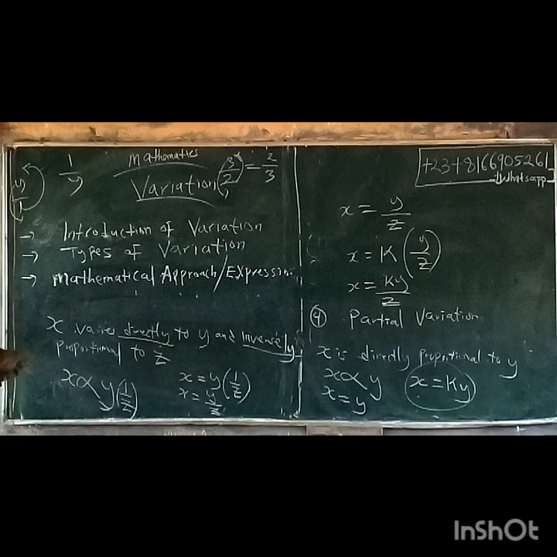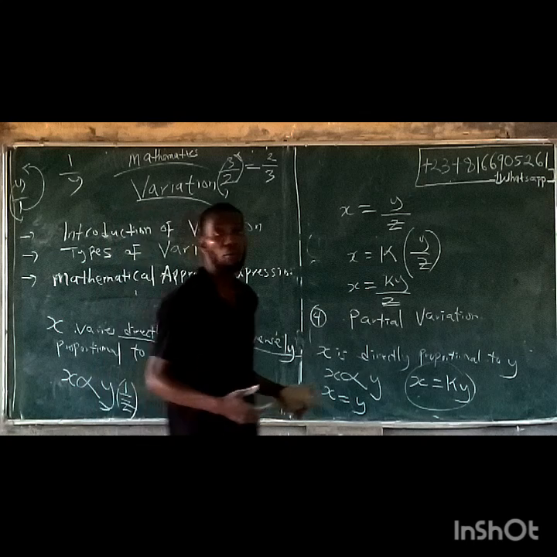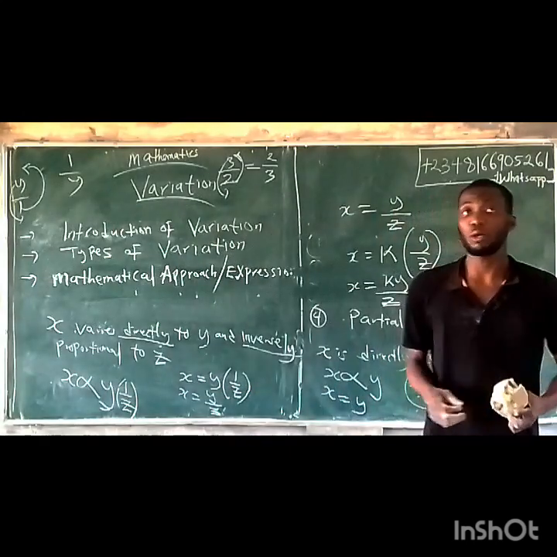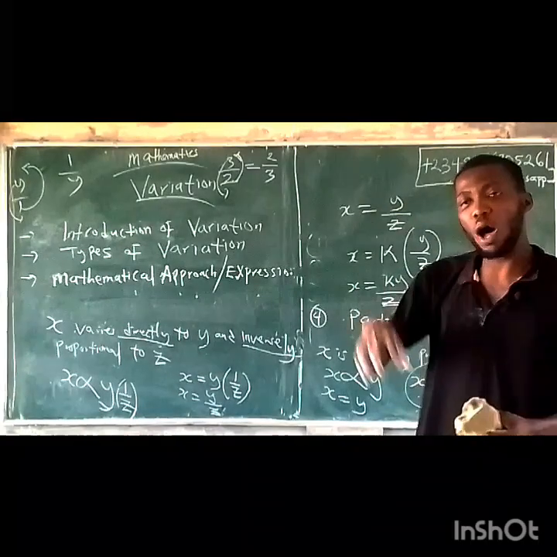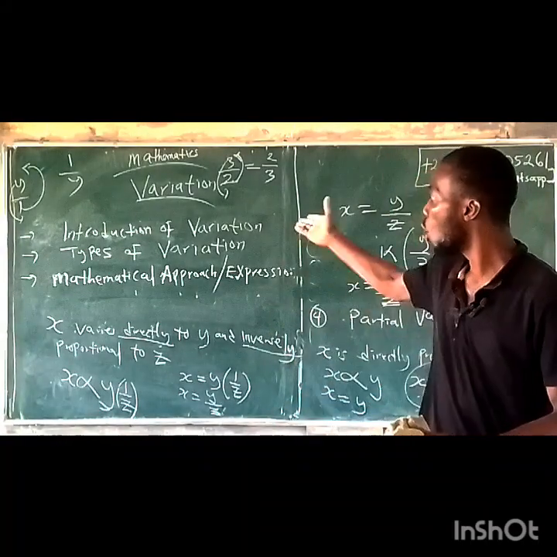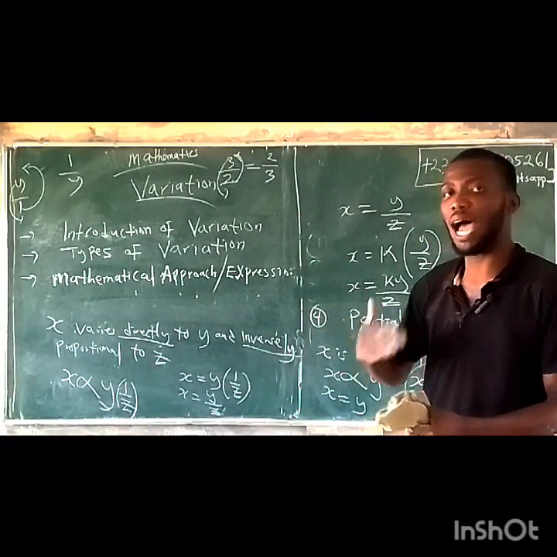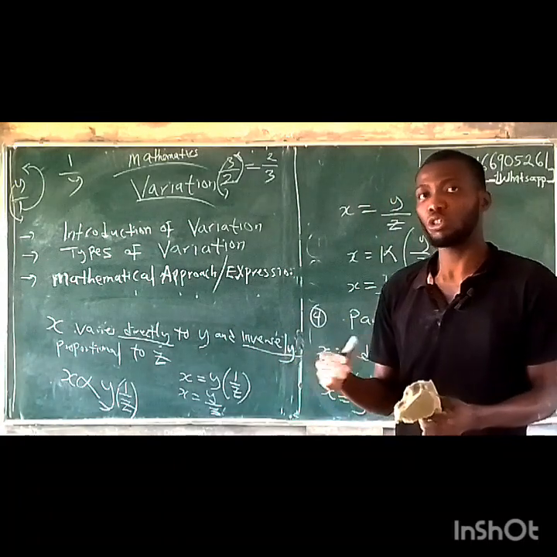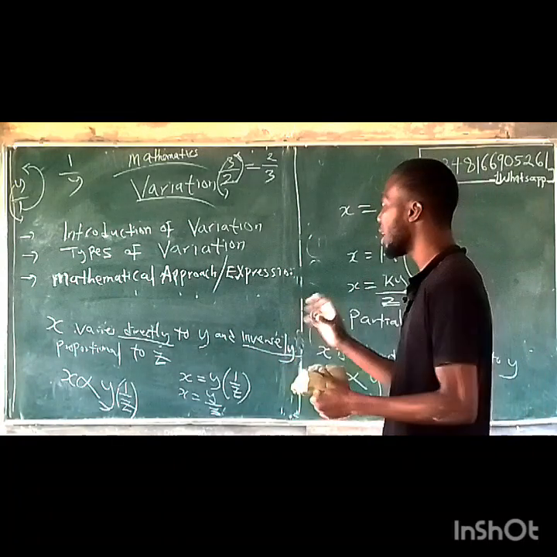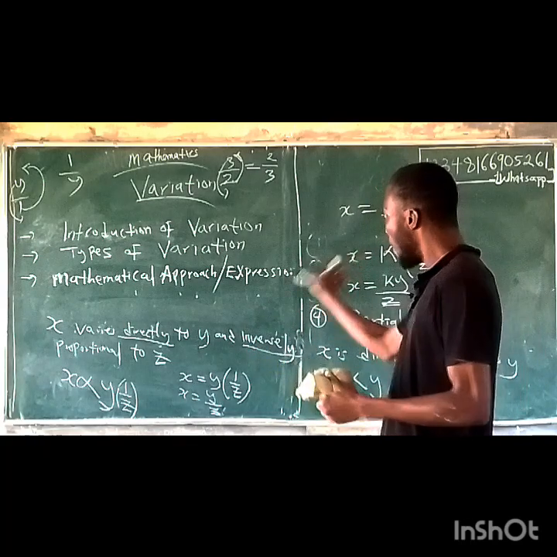We all know that this is a joint variation, and this is now the mathematical expression of this joint variation. So we will continue from there next class. I'm going to stop here. Next time we are going to solve more questions. I'm just explaining the approach, how to approach it and how to express it. So in the next class we are going to look at the calculation on variation.